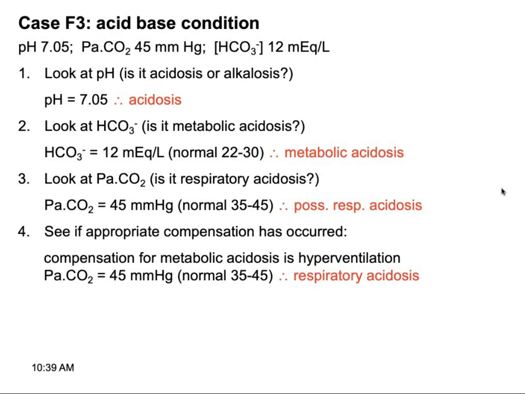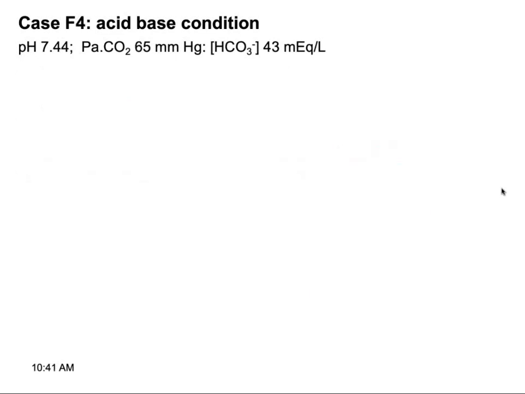And in this case, the PaCO2 is 45. Normal range is 35 to 45. So it is reaching towards the upper borderline. So we might say that there is a respiratory acidosis. Right. Let's move on to the last one.